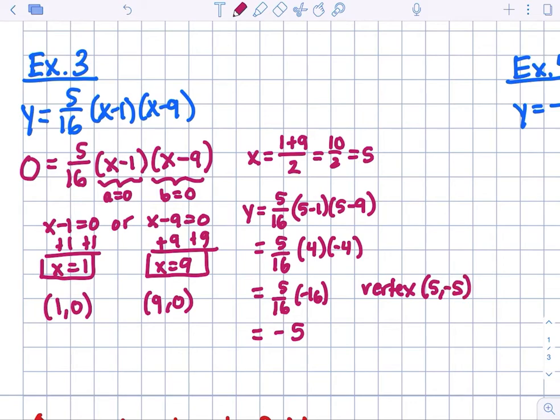And then all you have to do is just graph the vertex. And if you graph one of these, you'll notice that your graph will automatically gravitate towards the other one as well.